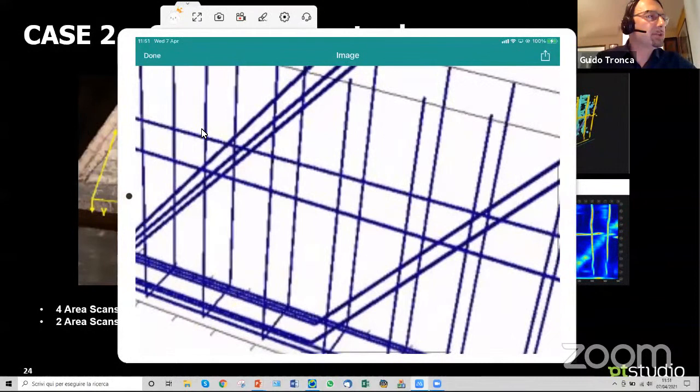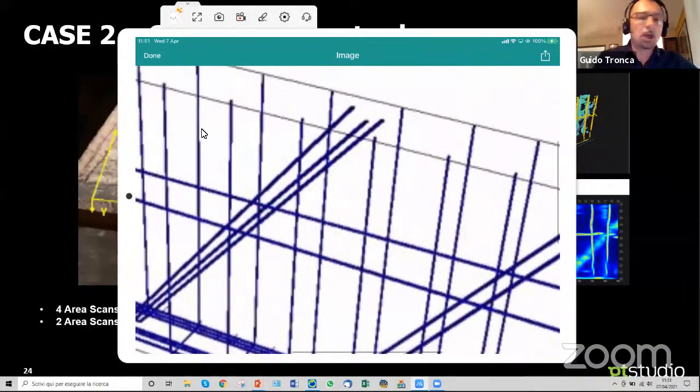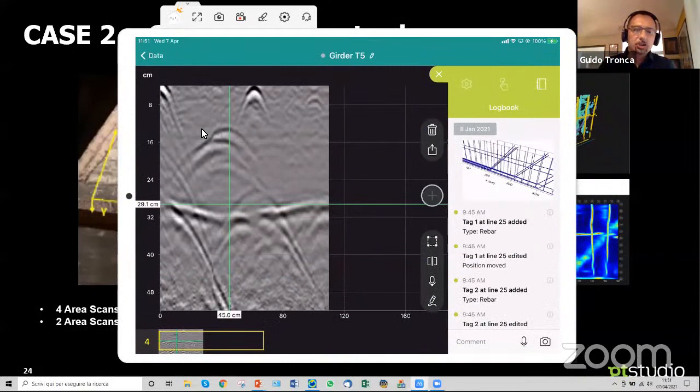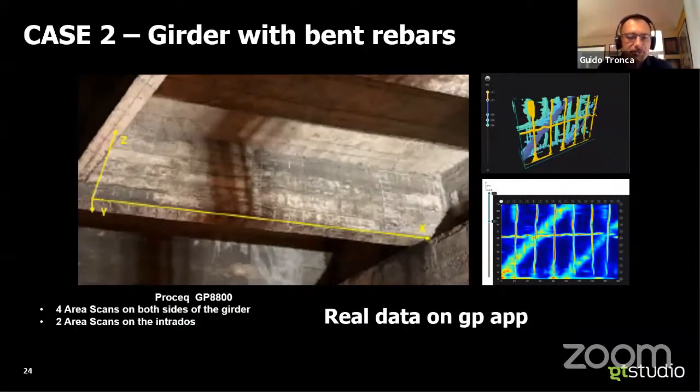Okay, three rebars. We have the hardware tools providing the highest definition. We need to be responsible enough not to lose this information and make the best use of old school hyperbola picking together with very productive area imaging strategies. That is among the first learnings that we did in our experimentation.